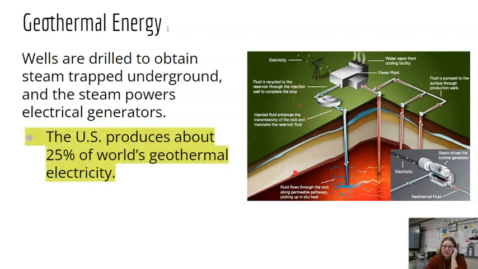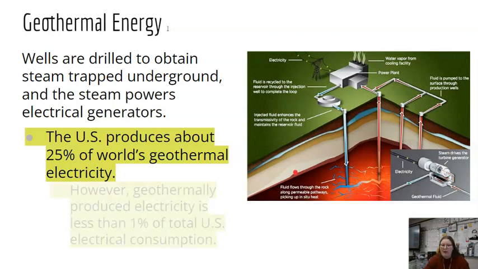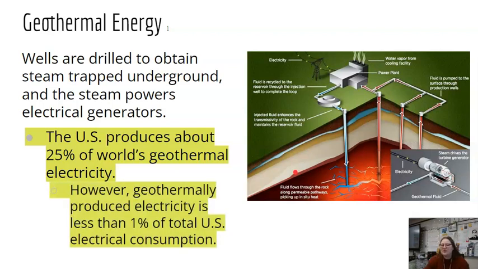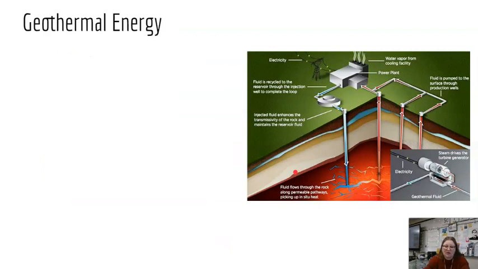The U.S. produces about 25% of the world's geothermal electricity. So of all of the electricity that's produced through geothermal energy, we produce 25% of it. However, geothermally produced electricity is less than 1% of the U.S.'s electrical consumption. So it is a very, very small part of where our electricity actually is coming from.